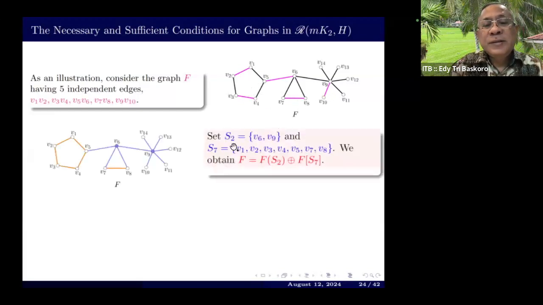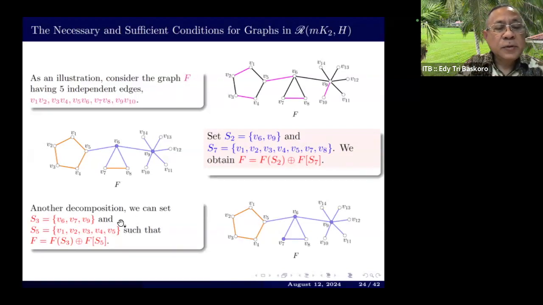Then if you choose set S2, which consists of V6 and V9, and S7, this set, then we obtain the decomposition of F like this. We can see here the subgraph induced by S2 in blue color, and then the subgraph by S7 in the brown color. Or we can decompose F by S3 and S5 like this.